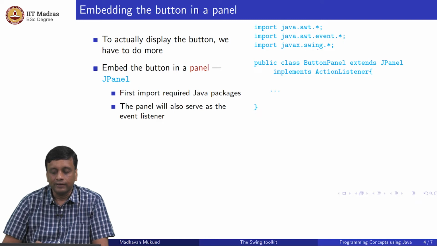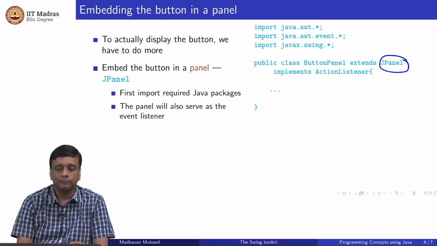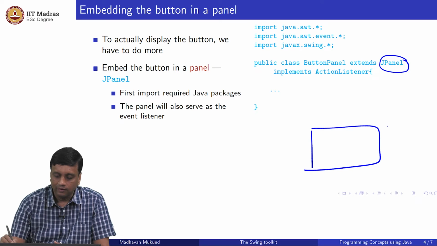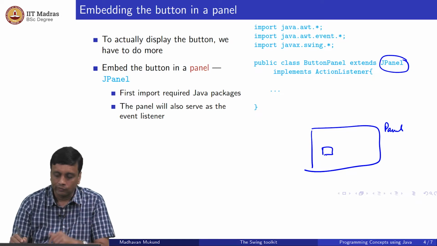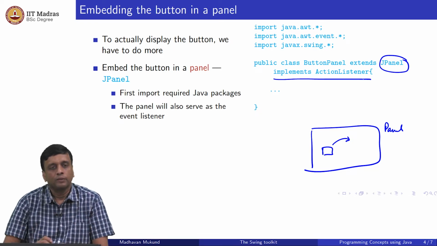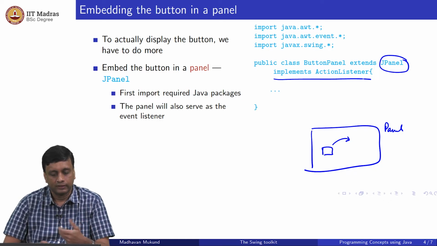So this button panel will be a subclass of JPanel, and remember where the panel is. So we have this panel, and we have a button B inside. This button has to talk to somebody. So what we are going to do is make it talk to the enclosing panel. So the panel will not only contain the button, but the panel will also implement the function that responds to the button.